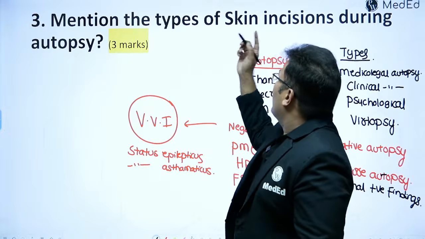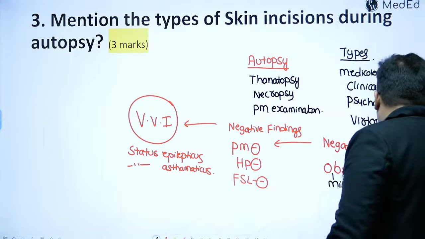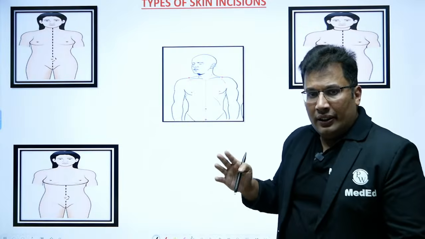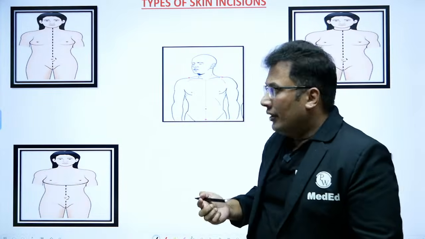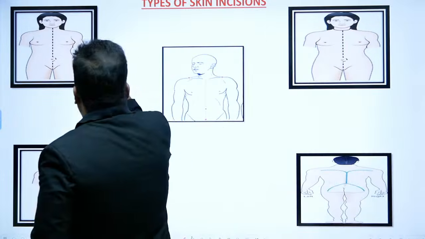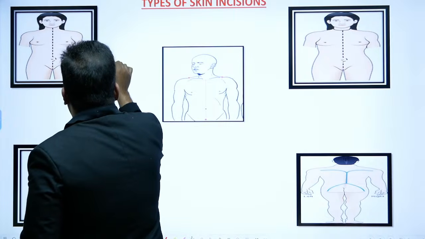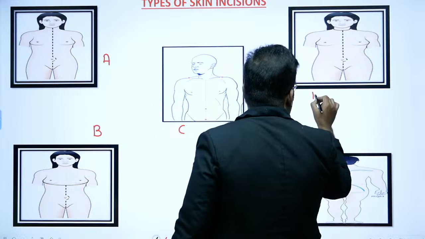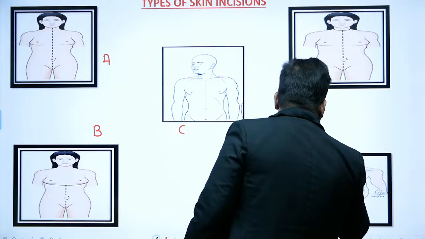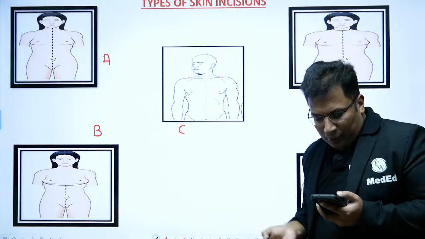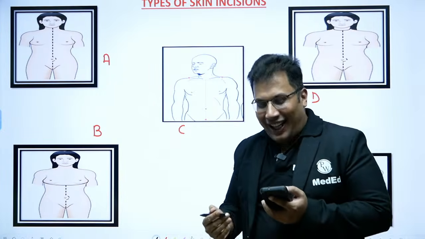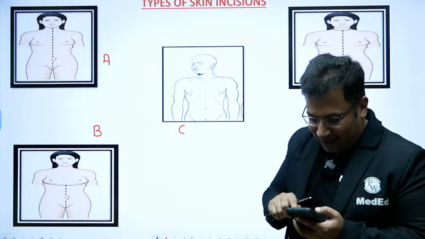What are the types of skin incision? Yes. So all these are 5 types of incision. So let's make it interactive, guys. You need to identify what these incisions are. Identify all the 5. So this is a very simple question. A, B, C, D, E. You take your time, take around 20 seconds and try to identify.